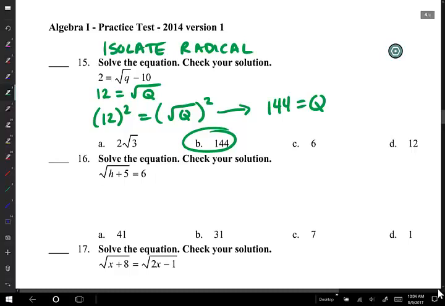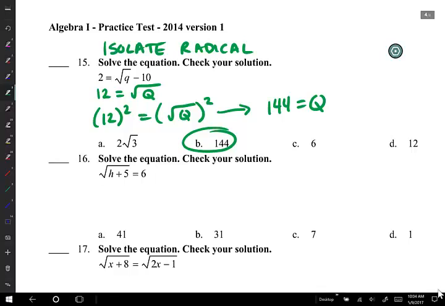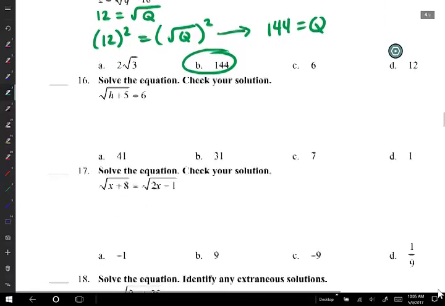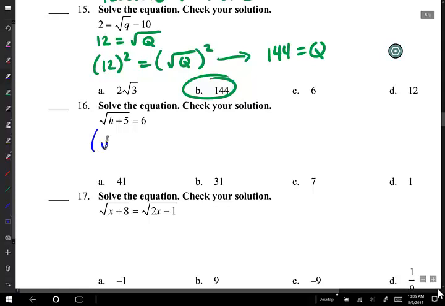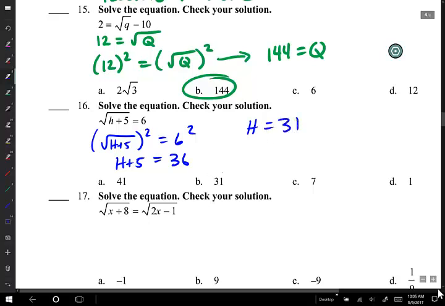If we plugged it back in, we could see that it works. 16. On 16, the radical is already isolated, so we can square both sides. So h plus 5 equals 36, and we solve that by subtracting 5 and get 31.